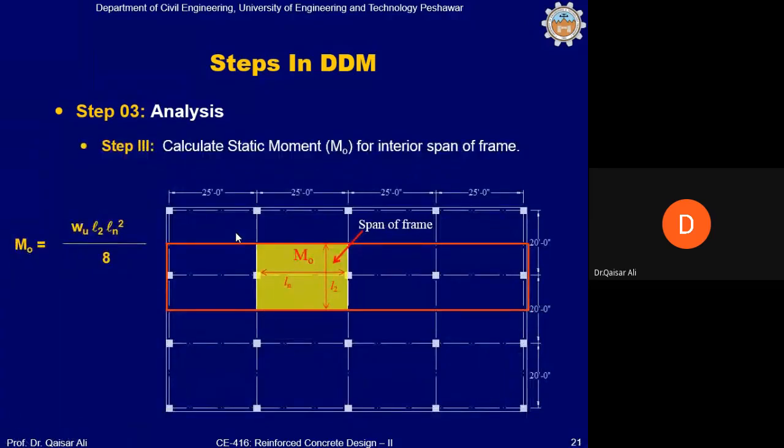Okay, next, once the frames are marked, we will start the analysis. Within the analysis, this is basically step number 3, where the static moment M0 is calculated. Static moment M0 represents the moment in this whole panel, straight from one column to another column. This M0 moment is given as Wu L2 Ln square divided by 8. L2 is the width of this panel frame, and Ln is the clear length.